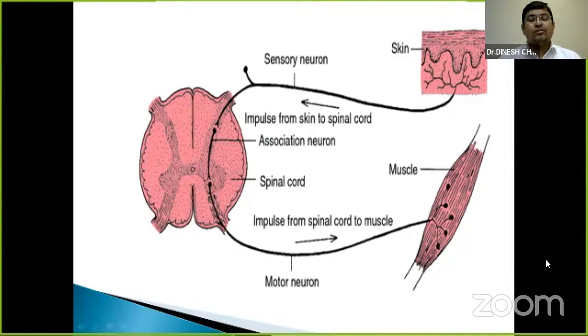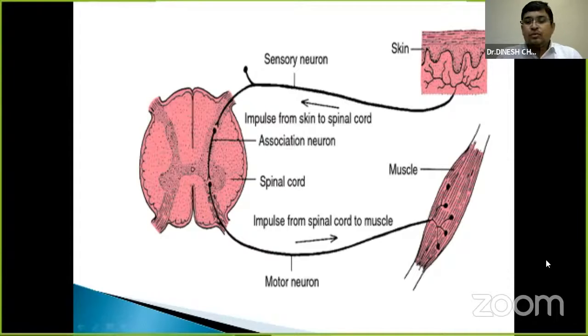On this reflex arc, there is an influence of the UMN, that means the upper motor neuron. So when there is a UMN lesion, what type of reflexes, or when there is a LMN lesion, what type of reflexes? We will discuss later. So this was the reflex arc.